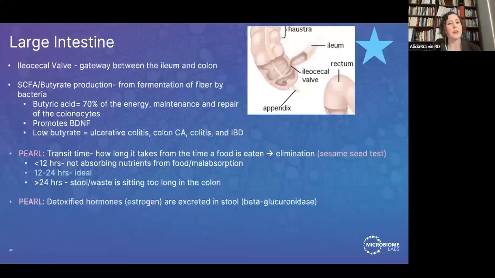Now, the ileocecal valve, as I mentioned before, is that little gateway between the colon and the small intestine, and it helps to keep that backflow from happening.